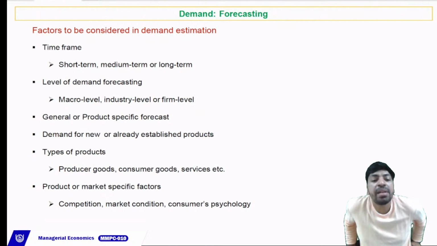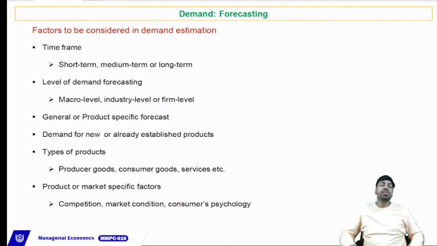Then demand for new and already established products. So what would be the new and already established products required? Types of products would be producer goods, consumer goods, or services. So it depends on what type of products would be required, where the demand is to be estimated and considered. Then product and market specific factors like competition, market condition, and consumer psychology, which is one of the most challenging tasks. So these are the factors required where demand estimation is needed.